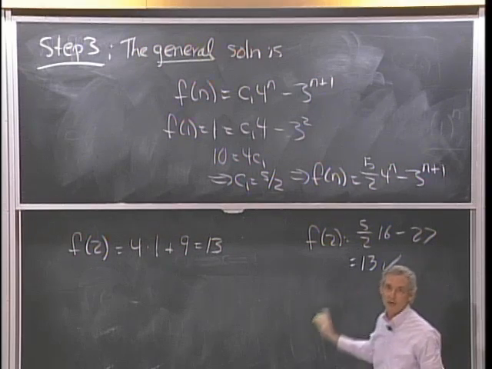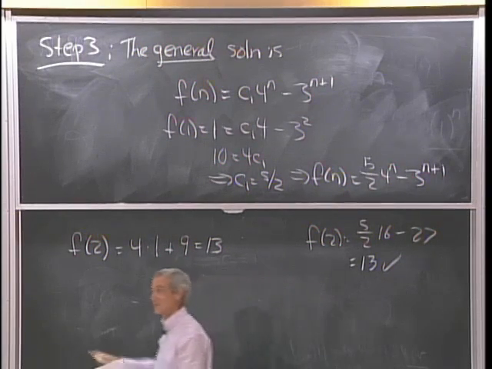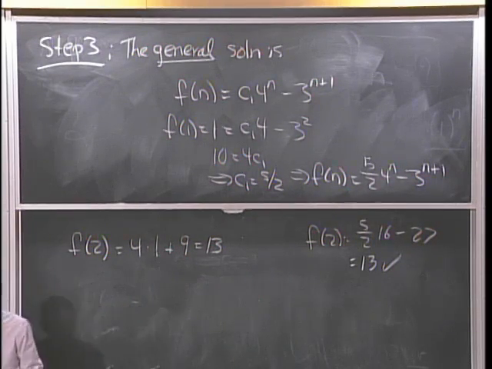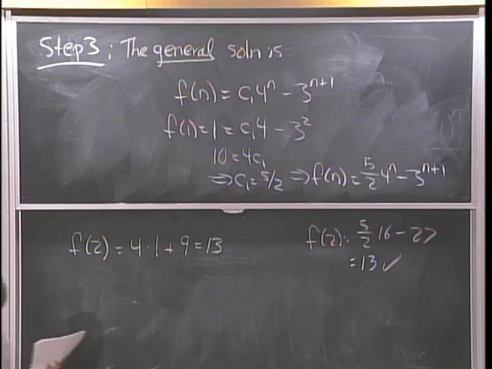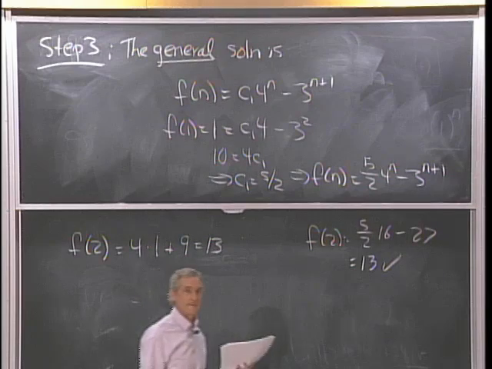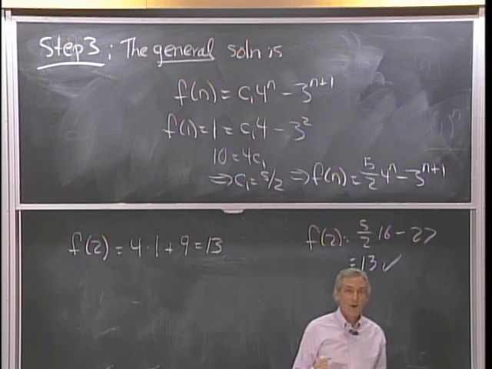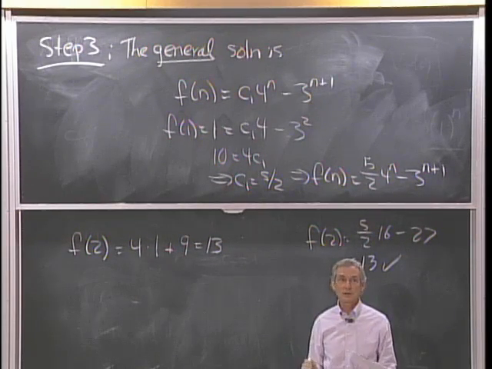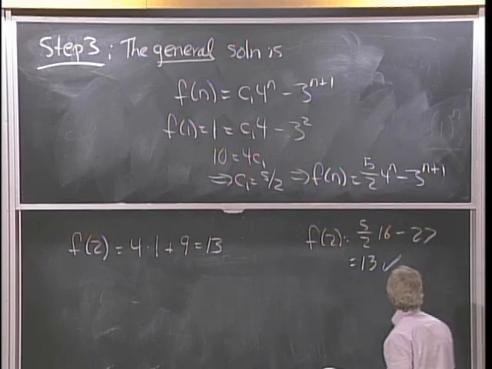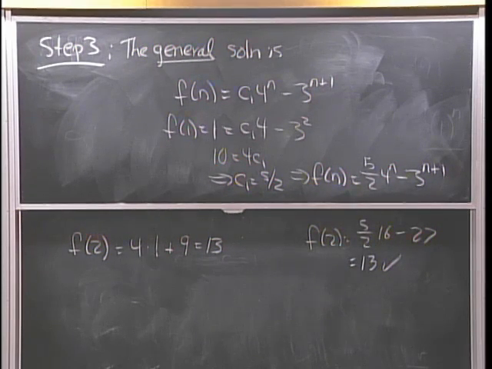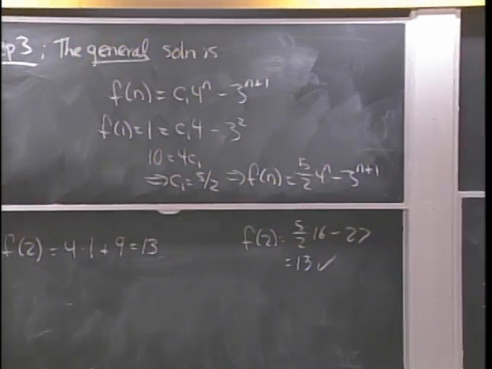Just as a sanity check, because there's a decent chance if you made a mistake, it'll catch it pretty quick with n equals 2 or 3. All right, just to make sure you got it right. Any questions about that? So the tricky part here is guessing the particular solution. So let me give you the rules for that. Just write those down. And maybe we'll do one last example.